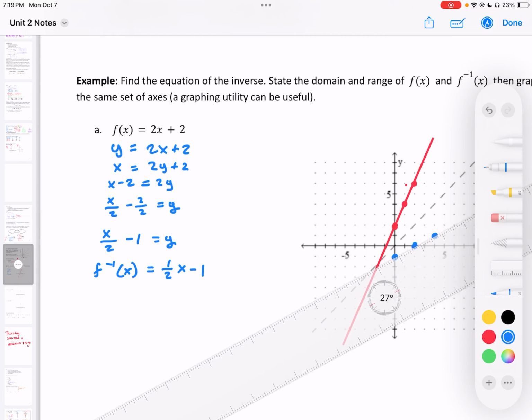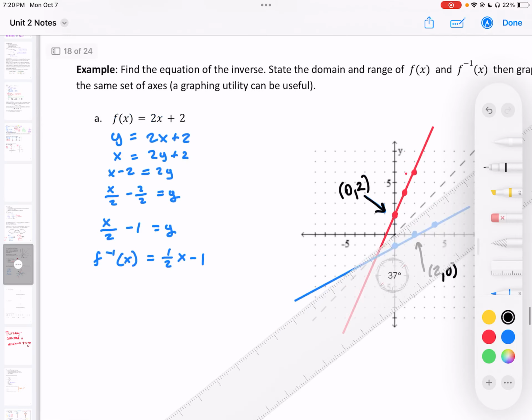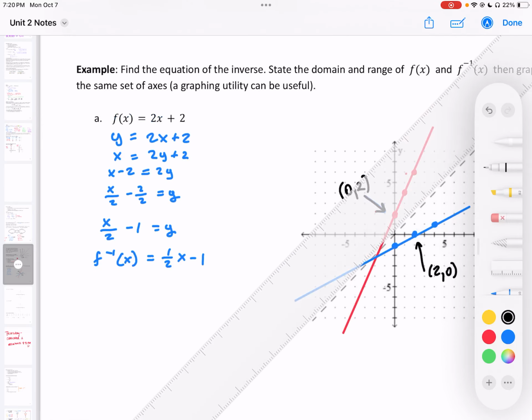Something that you will notice is that the coordinates flip-flop. So for example, this, I'll write it in black, is 0, 2, and this point is 2, 0. So just because you graphed one of them, you can graph the other one by simply switching your points. That works every single time. Notice that this dashed line is what they are reflecting over. That is the y equals x line.